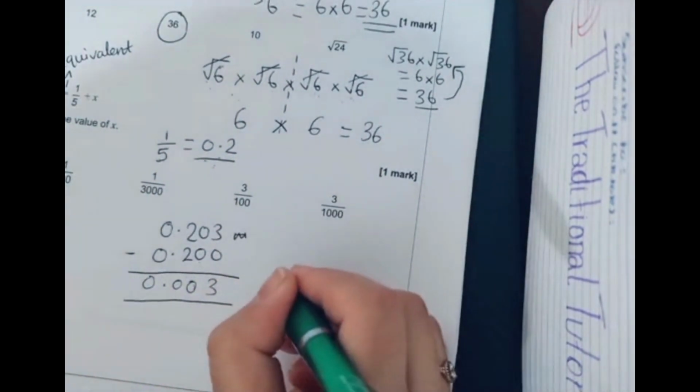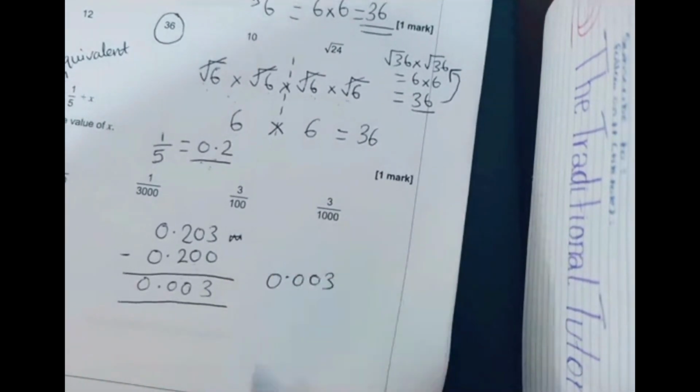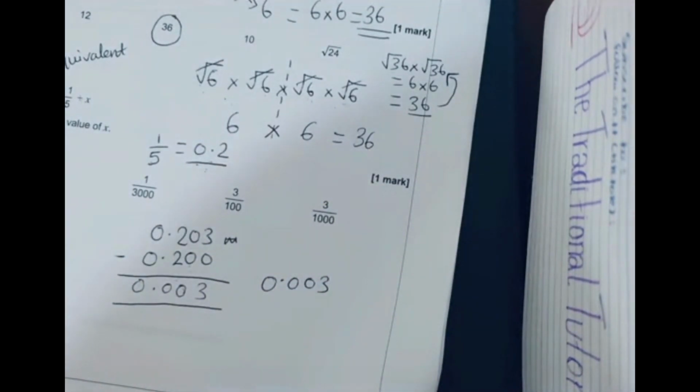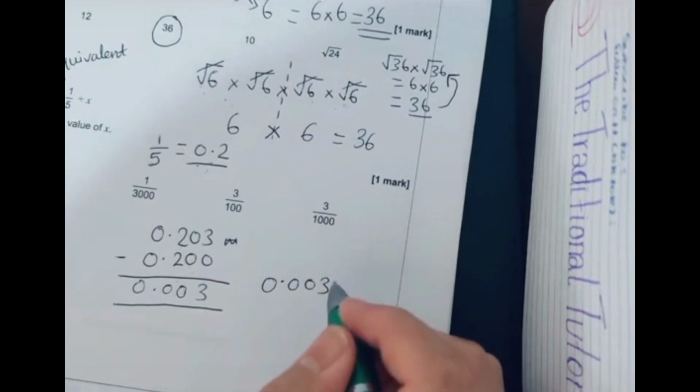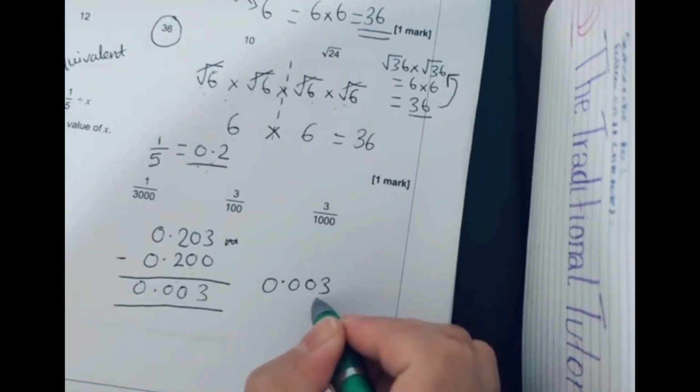Now I need to remember what 0.003 is as a fraction. So that's now remembering. Sorry about that, I need to remember what 0.003 is in terms of place value with decimals.